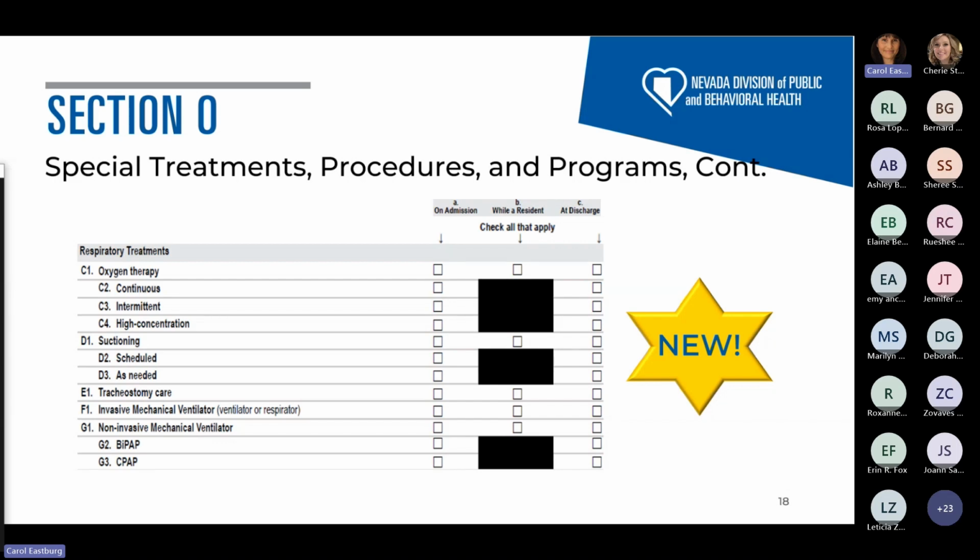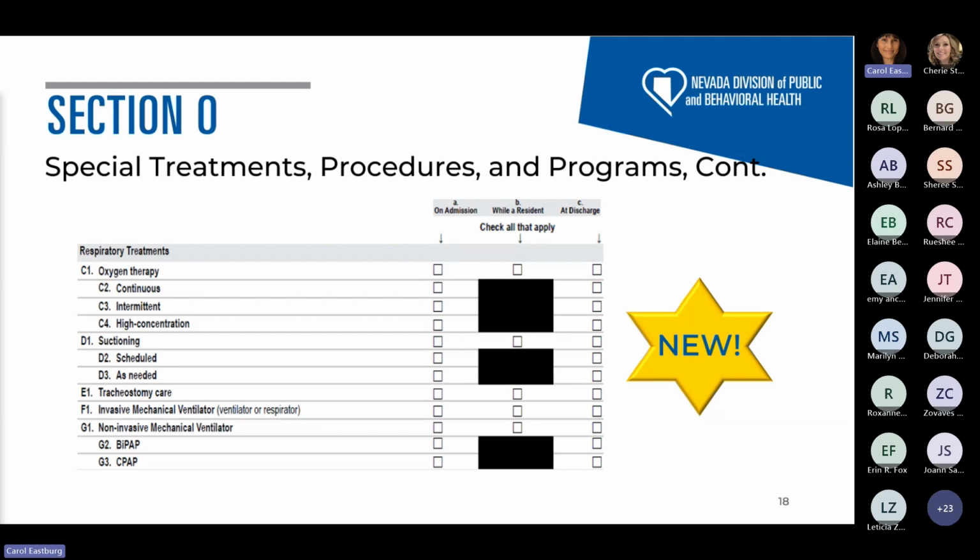Invasive mechanical ventilator or respirator is unchanged and should be coded if a resident is unable to support their own respiration and the process is controlled by the machine. Note that you would also code this if a resident is in the process of being weaned off or was weaned off of a respirator or ventilator in the last 14 days or during the 14-day look-back period. Do not code this item when a ventilator or respirator is used only as a substitute for BiPAP or CPAP.